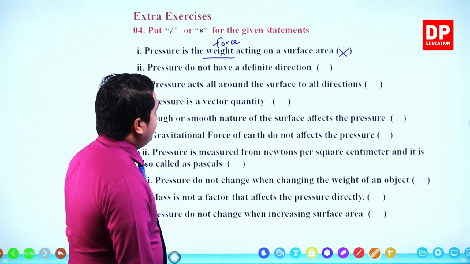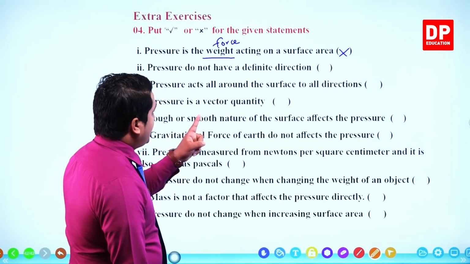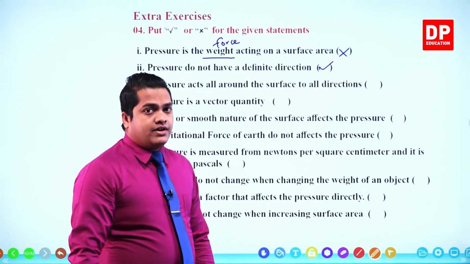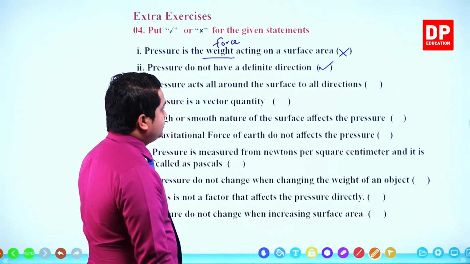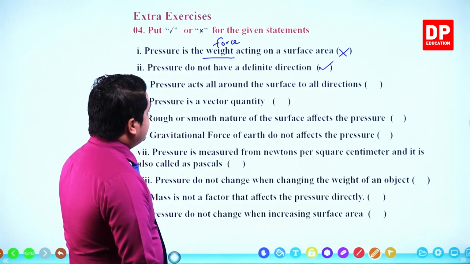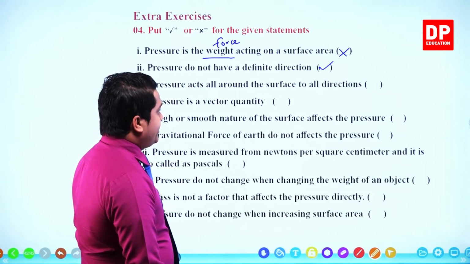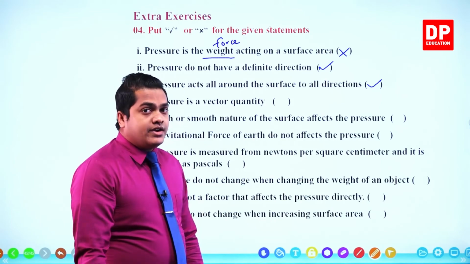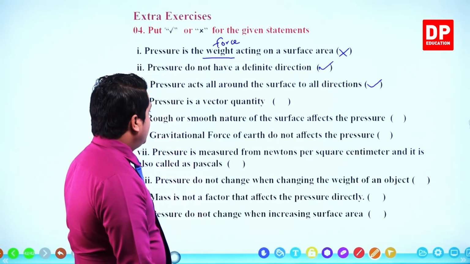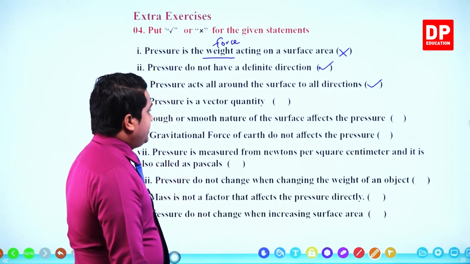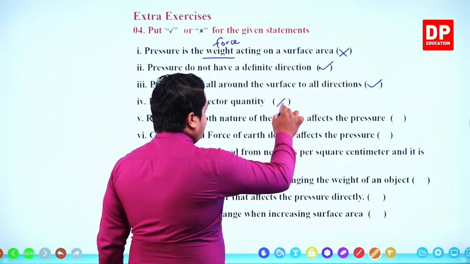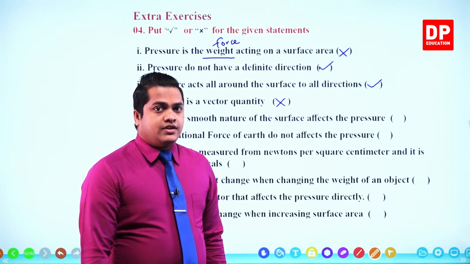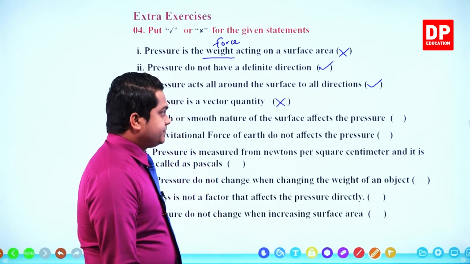Pressure does not have a definite direction. That is correct. I told you that pressure is a scalar quantity. So, it is correct. Next one. Pressure acts all around the surface to all directions. That is also correct. That is why it does not have a definite direction. Pressure is a vector quantity. Incorrect. Pressure is a good example for a scalar quantity. As there is no direction, it is a scalar quantity.